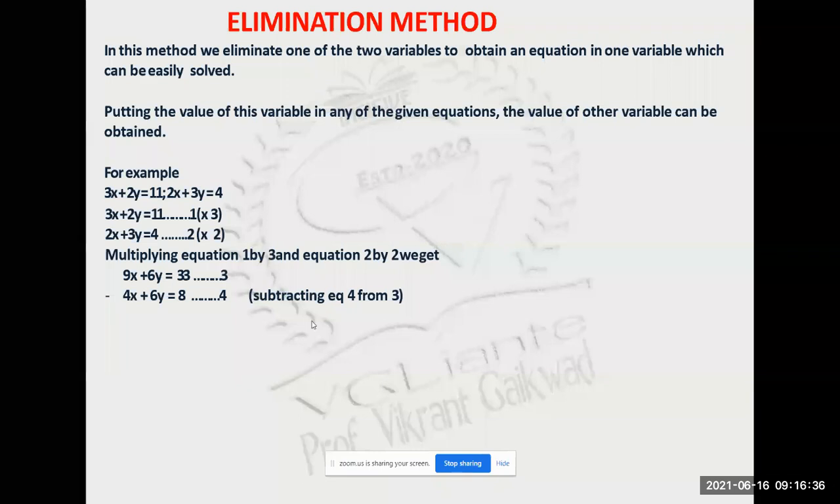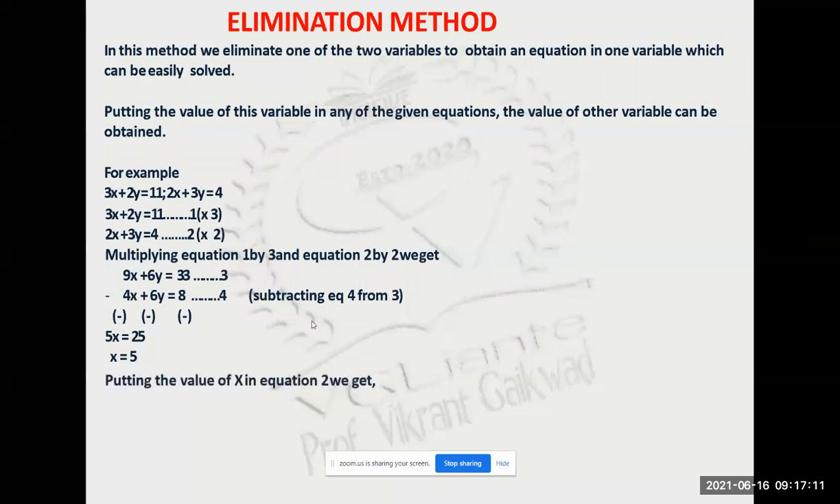This negative sign is going to change all the signs of the terms in the fourth equation. So plus 4x, plus 6y is going to become minus 6y, and plus 8 will become minus 8. Always you have to remember, subtraction is going to change the sign. Subtraction gives 5x equals 25. The value of x is 5.